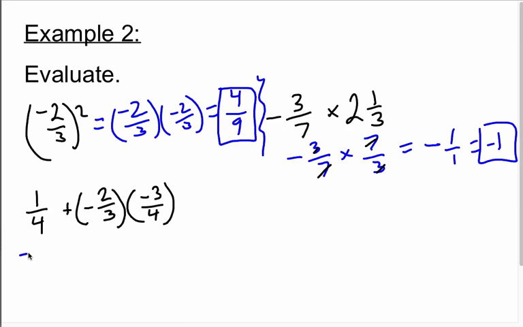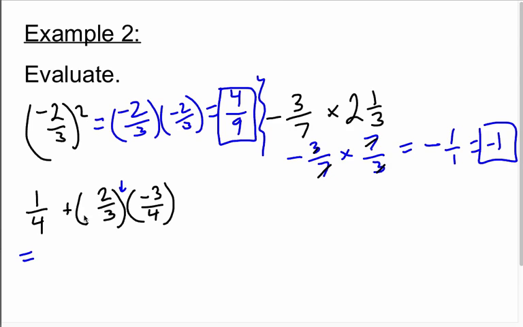Okay, and the last one here, remember to always follow the order of operations. We need to do this multiplication first. Remember, there's this multiply here. There's no symbol in between. So we have to multiply these two numbers together.